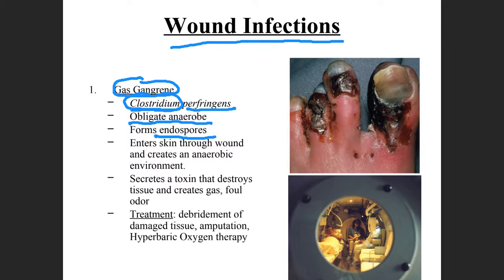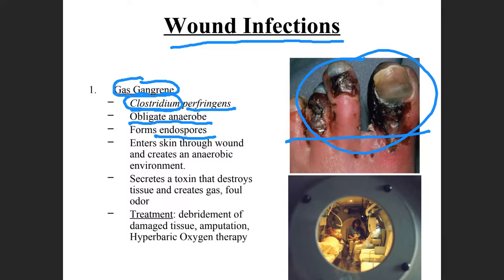And as the bacteria grows, it produces a lot of toxins that can destroy a lot of the connective tissue in the skin, resulting in a lot of gangrene and just dead tissue. A lot of times, the only treatment for something like this would be to amputate the parts of the body that are infected. The other thing is that as the bacteria is growing in the skin, it produces gas bubbles.